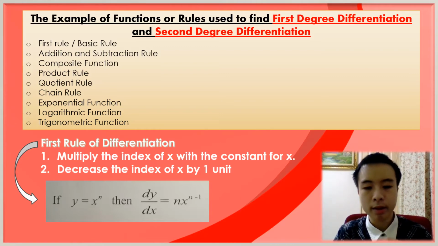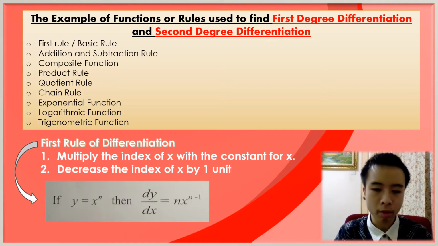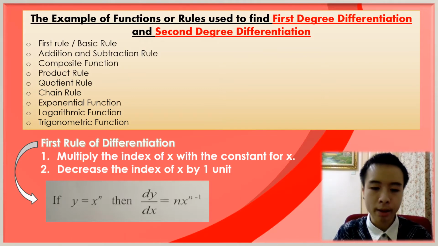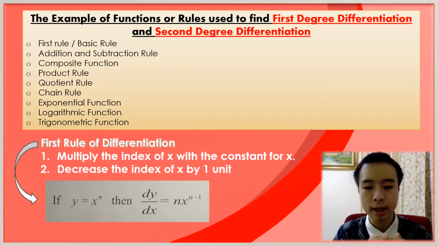Next, this is the formula for the first rule of differentiation. If y equal to x power of n, then dy over dx equal to n x power of n minus 1. Here, the power of n is the index of x. Firstly, we need to multiply the index of x with the constant for x, then decrease the index of x by 1 unit.